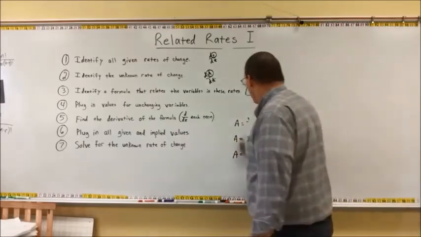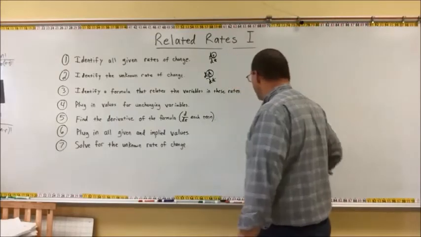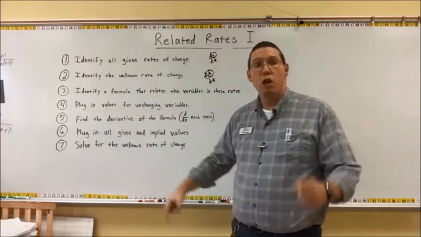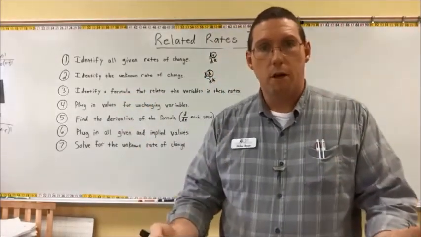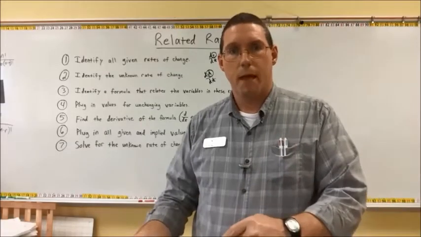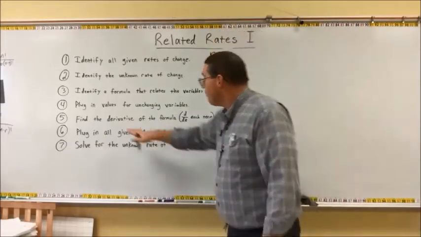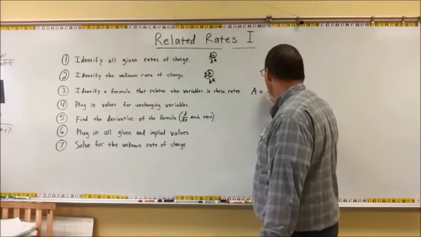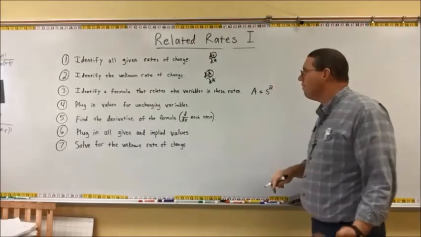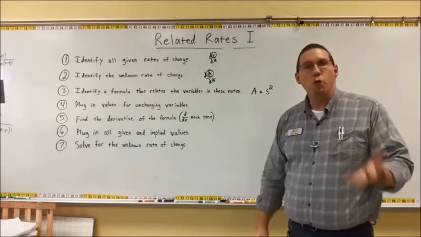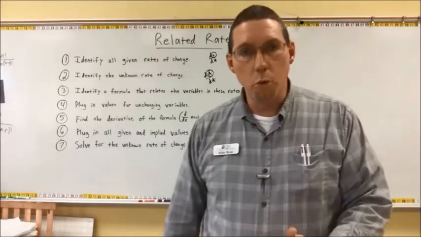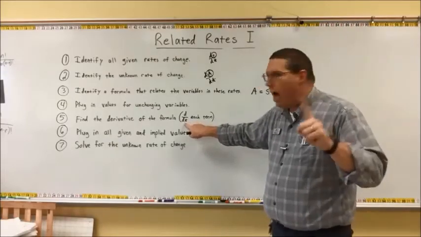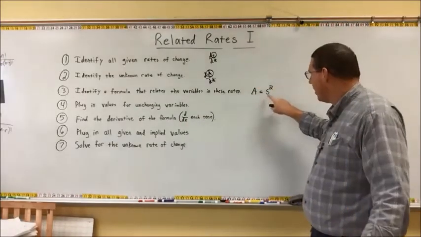Okay? So we always have to consider the possibility that one of the variables in the formula from step 3 is not changing. So we want to plug in the given value for the unchanging variable. Then, step 5, find the derivative of the formula. Let's say that we were still dealing with A equals S squared. To find the derivative of the formula, you have to apply a derivative rule. But you're finding the derivative with respect to t, not with respect to A and not with respect to S.